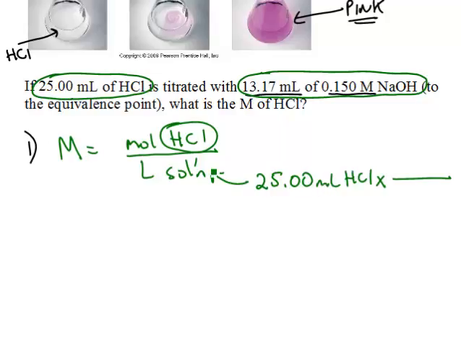If we can turn milliliters into liters, then we can get the denominator that we want. Conversion factor between milliliters to liters: 1 liter is the same thing as 1,000 milliliters. So whenever you have milliliters and you want liters, you end up moving the decimal over 3 places to the left. So this is 0.025 liters of the hydrochloric acid solution.